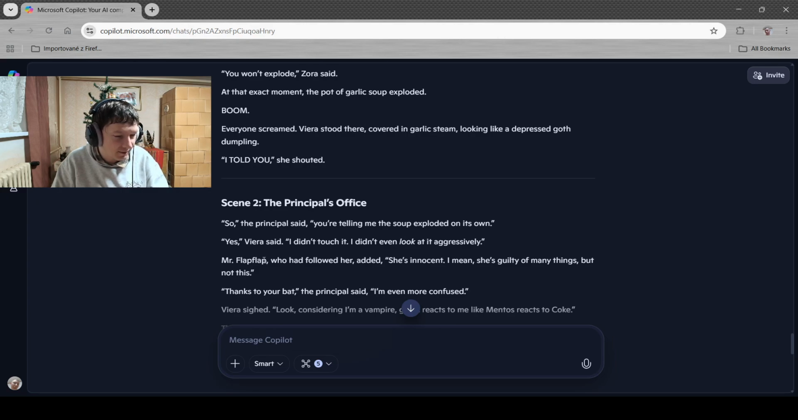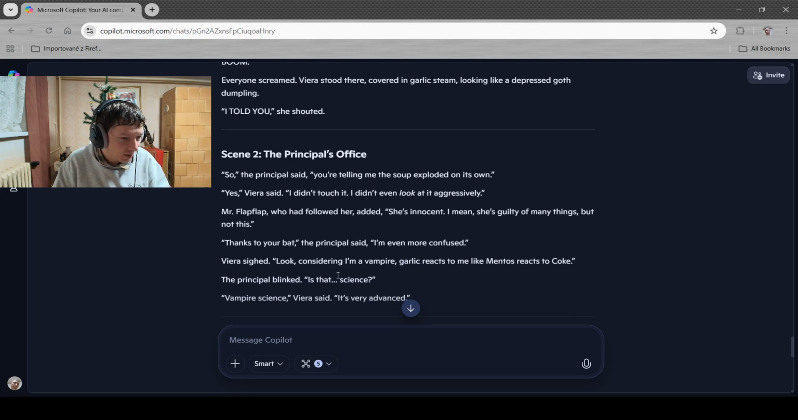Scene 2, the principal's office. So, the principal said, you're telling me the soup exploded on its own? Yes, Vera said. I didn't touch it. I didn't even look at it aggressively. Mr. Flap Flap, who had followed her, added, she's innocent. I mean, she's guilty of many things, but not this. Thanks to your bet, the principal said, I'm even more confused.